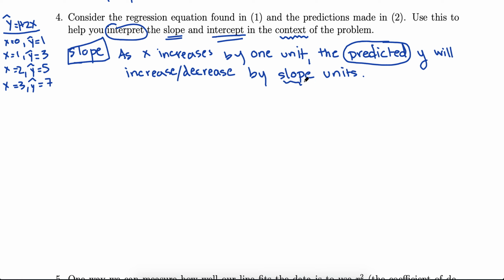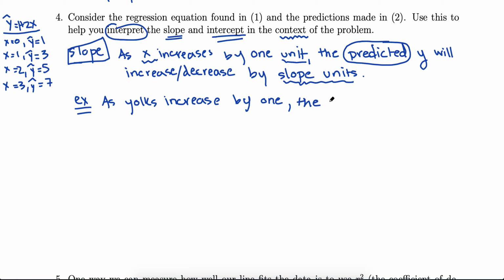Okay, so I'm going to put some squigglies here about which you need to put in context. Okay, but that's kind of the general idea. As x goes up by 1, predicted y changes according to the slope. So in our example, we could say something like this. As yolks increase by 1. Okay, it's not really units, it's 1 egg yolk.